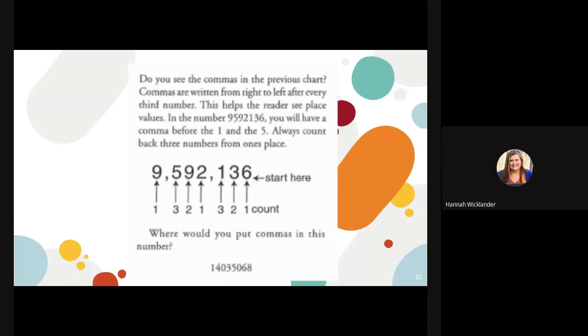Perfect, Dominic. Good job. So yes, the first comma counting backwards from the 8 is going to go in between the 5 and the 0. We count back from the 8, 8, 6, 0, put a comma. And then our next comma is after the next 3 digits. So 5, 3, 0, comma. And then we're only left with 2. So we're not going to place another comma because we only do it for every 3 numbers.